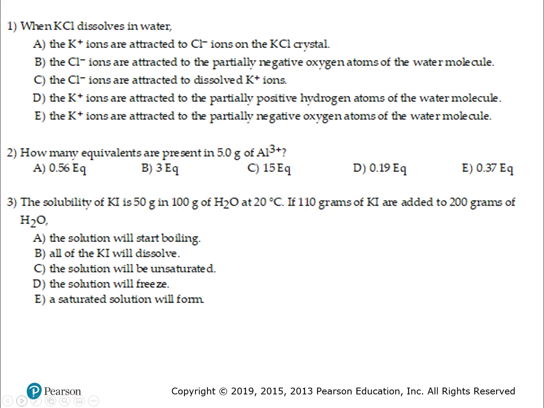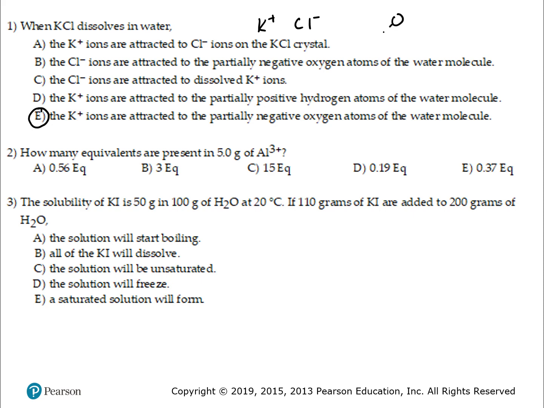I'll start going over these. So number 1, when potassium chloride dissolves in water, we've got several options that talk about the ions and how they interact with each other or within the crystal. I'll tell you that the answer is E. And I'll just explain how something dissolves in water. So when you have potassium chloride or any ionic compound, you're going to have positive ions and negative ions.